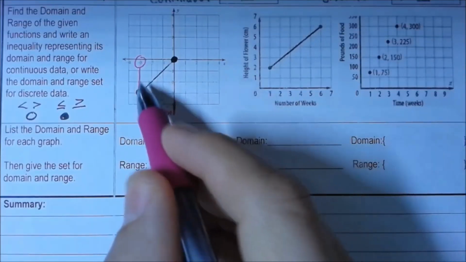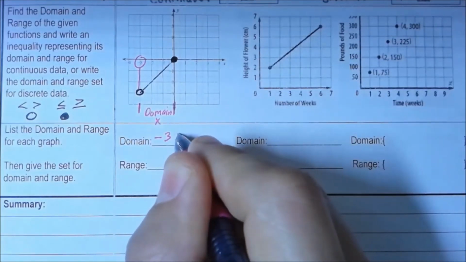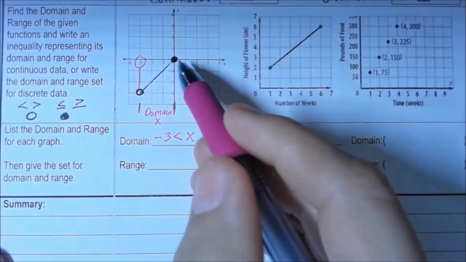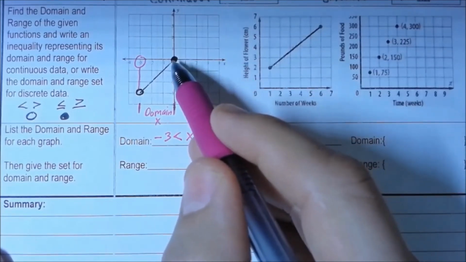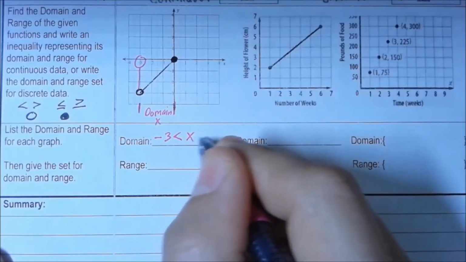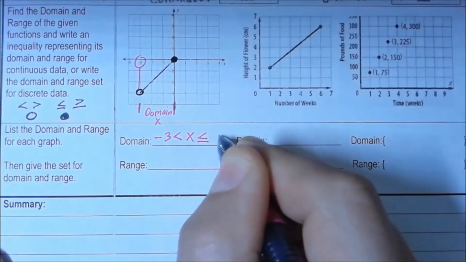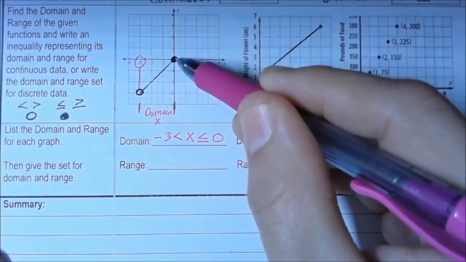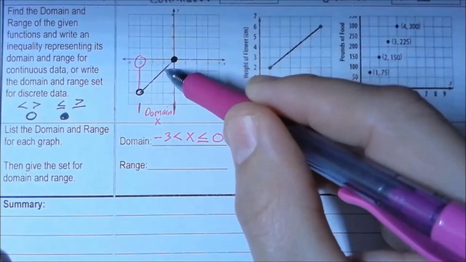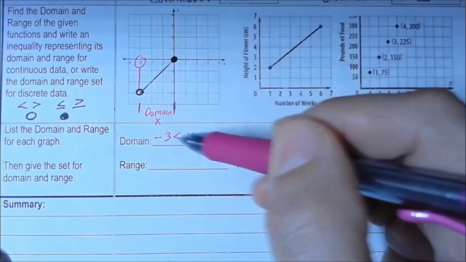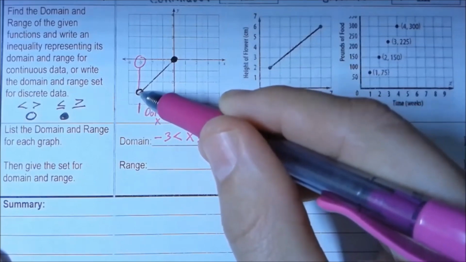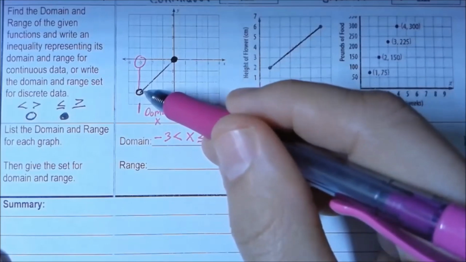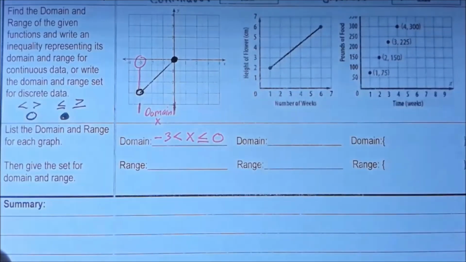And since I had an open dot, I will say that it is going to be -3 less than x. And then on this side, notice we have a closed dot, and that's at the origin, that's at 0. So then we'll say x is less than or equal to 0, because it can be 0 or it can be less than 0. So 0 or anything less is going to be x. But notice that x has to be greater than -3. But it can never be -3 because we have an open dot. So it can get as close as you can to -3, but never actually touch it.